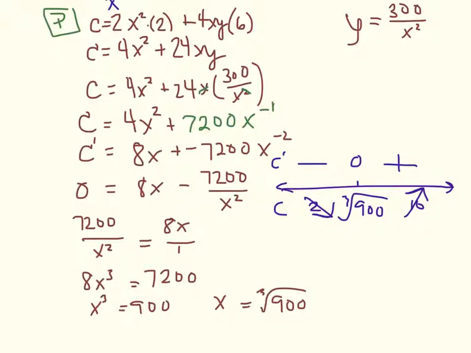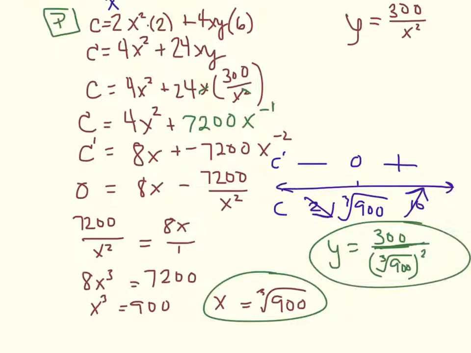All right, so that's my x value. If I remember correctly, it asked for the dimensions of the box. And so I have my x value. I now need to go back and find my y value. And remember, y is just 300 divided by x squared. So that's divided by the cubed root of 900 squared. And we're just going to leave our answer like that. There is my 2 values.